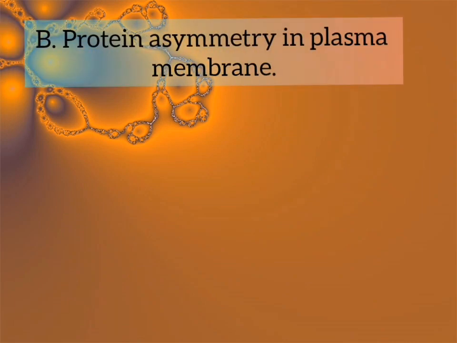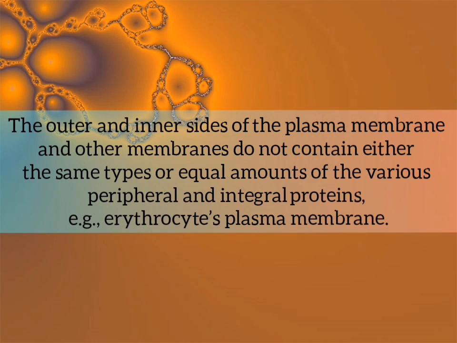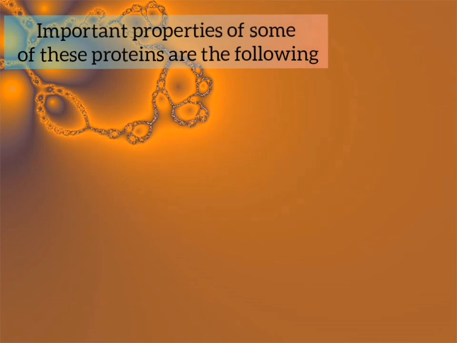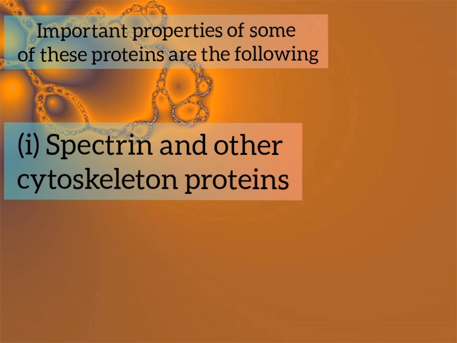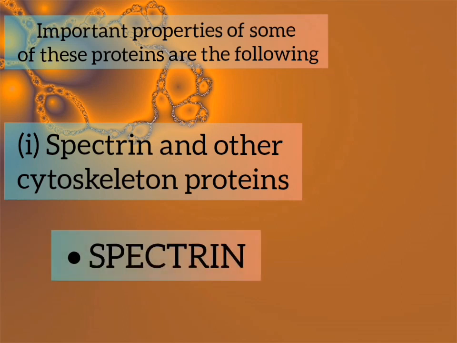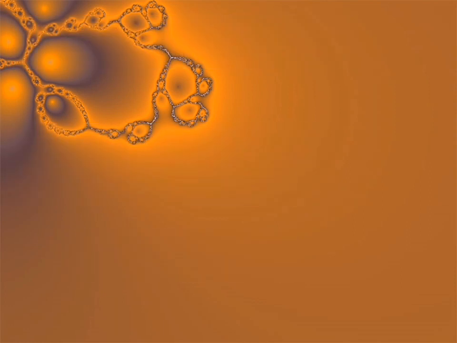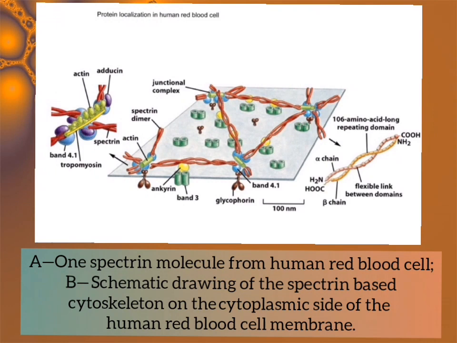Letter B. Protein asymmetry in plasma membrane. The outer and inner sides of plasma membrane and other membranes do not contain the same types or equal amounts of the various peripheral and integral proteins, like for example, the erythrocyte plasma membrane. The following are the important properties of some of these proteins. The first one we have is spectrin and other cytoskeleton proteins. Spectrin is the principal component of the protein meshwork or the cytoskeleton that underlies the erythrocyte plasma membrane. The figure shows in letter A one spectrin molecule from human red blood cells. In letter B, a schematic drawing of the spectrin-based cytoskeleton on the cytoplasmic side of the human red blood cell membrane.